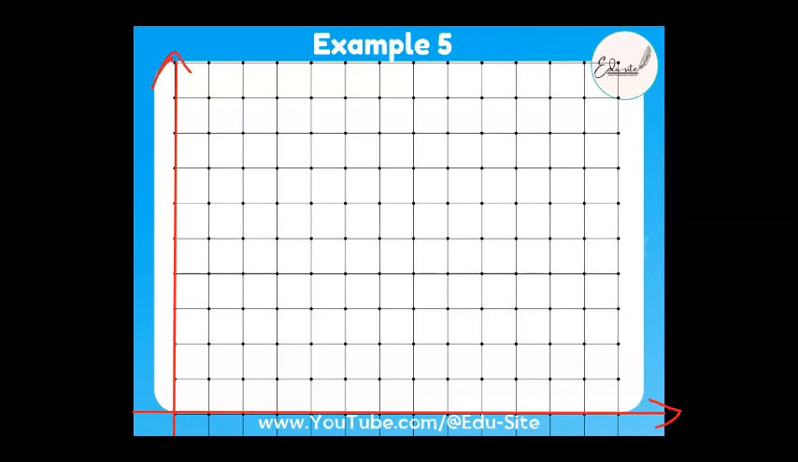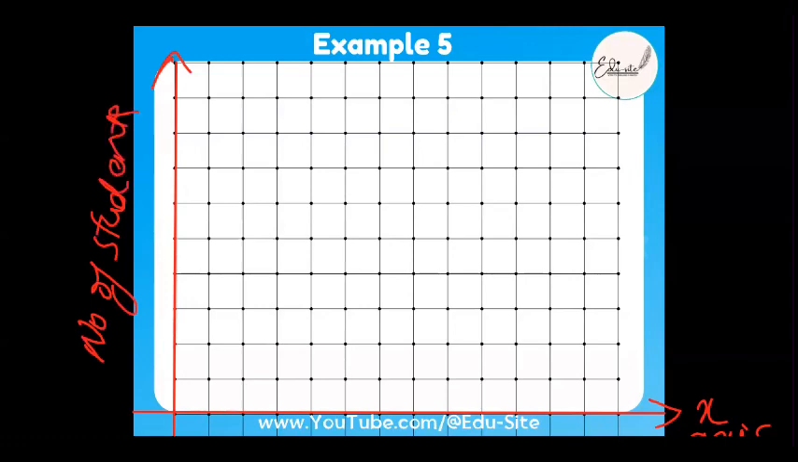Laiba, come on. Where are we going to write the weights, beta? I need this class to be interactive. Please reply to my questions. On the x-axis, what are we going to write? Weight. On the y-axis, what are we going to write, beta? Number of students. Okay, excellent.